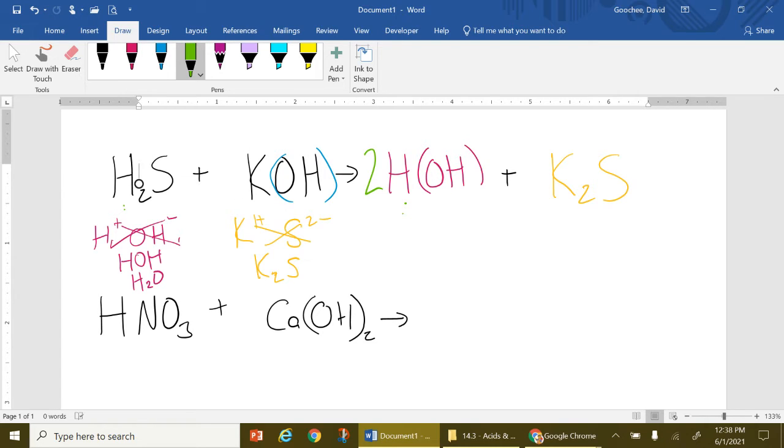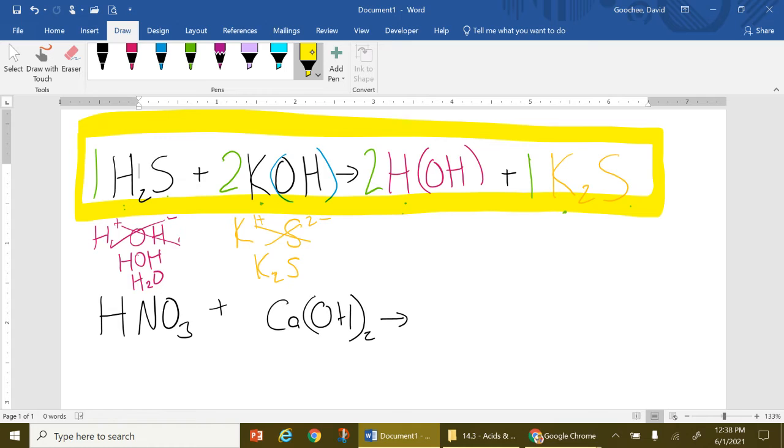Now we've got 2 hydrogens. We've got 1 sulfur and 1 sulfur. Great. We have 1 potassium and 2 potassium, so we're going to put a 2 in front right here. And now we have 2 OHs and we have 2 OHs. So this is the balanced equation right here: 1, 2, 2, 1. Maybe that went a little bit fast.